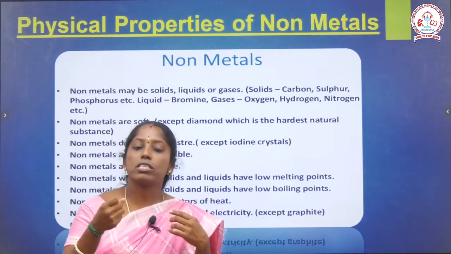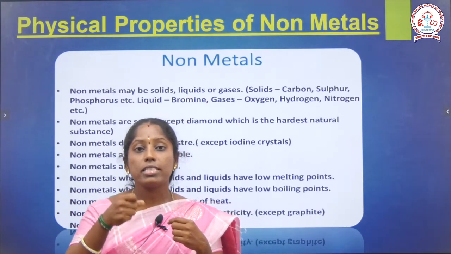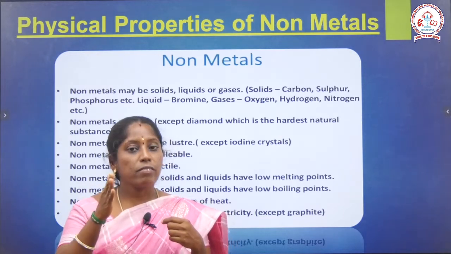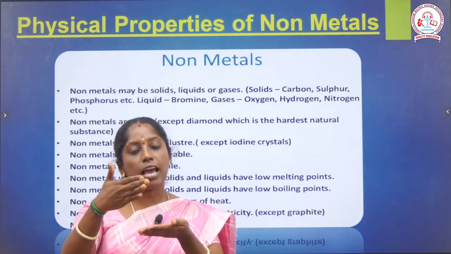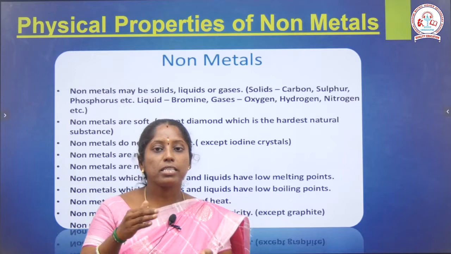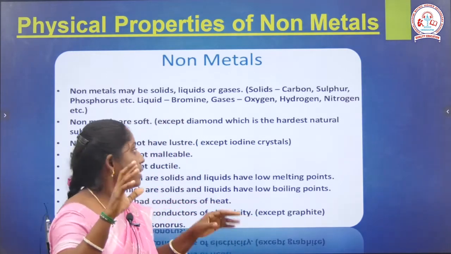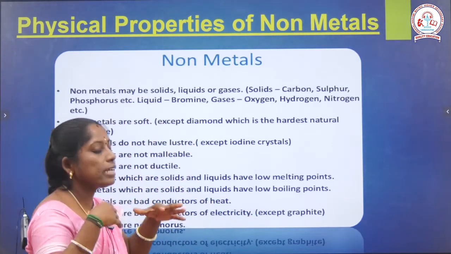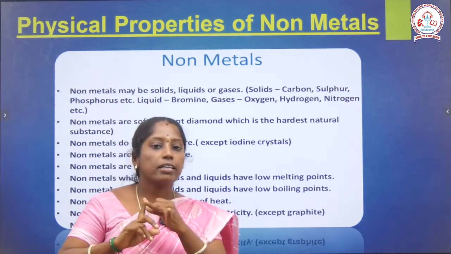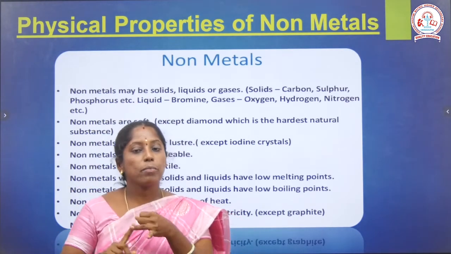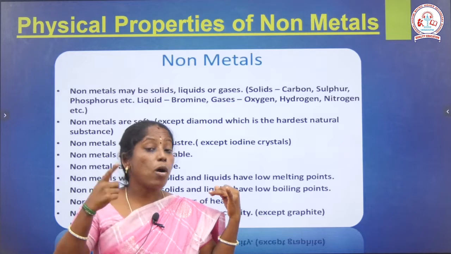Sound, it does not make sound. So these are the physical properties of non-metals. We know that the properties of non-metals are slightly opposite to those of metals. Whatever properties metals have, non-metals will not have. They are not malleable, not ductile, and have a low melting point and low boiling point.